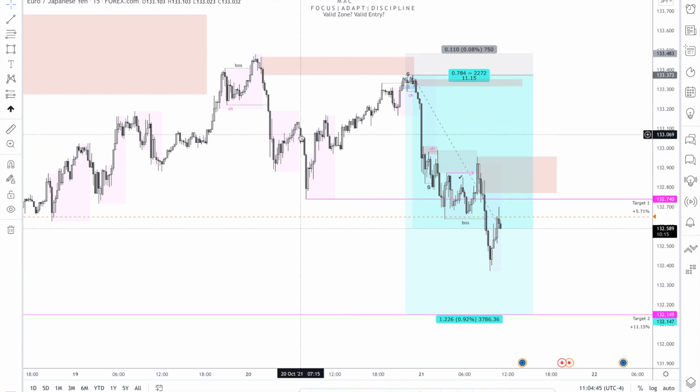Please go back, if you do trade SMC concepts, or if you do trade liquidity concepts, feel free to go back to EURJPY, all right, and look at this overall area.